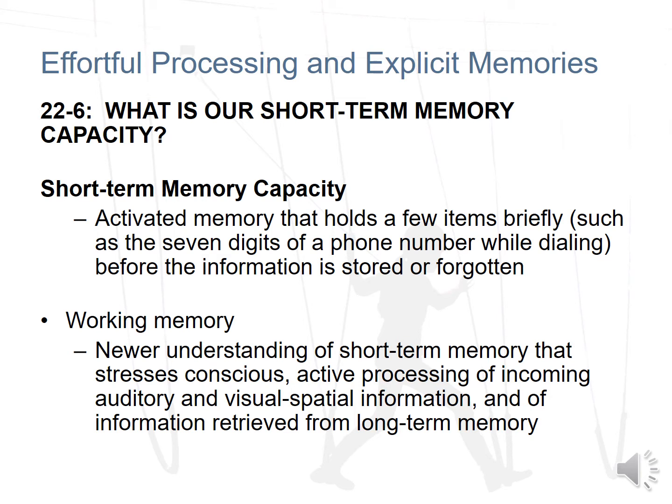What is our short-term memory capacity? It is thought that we can only hold 7 plus or minus 2 chunks of information. This activated memory holds a few items, such as the 7 digits of a phone number while dialing, but the information is stored or forgotten. Newer understandings of our short-term memory stress conscious active processing of incoming auditory and visual spatial information and of information retrieved from long-term memory. This is called working memory.